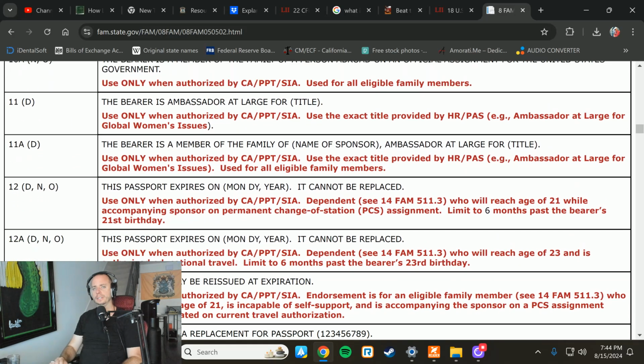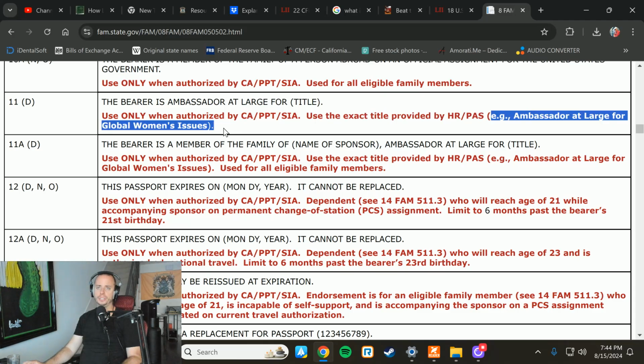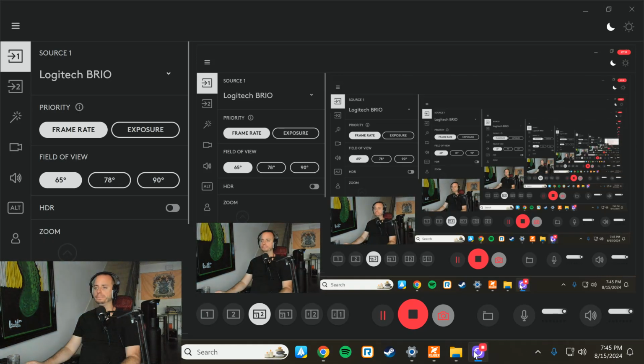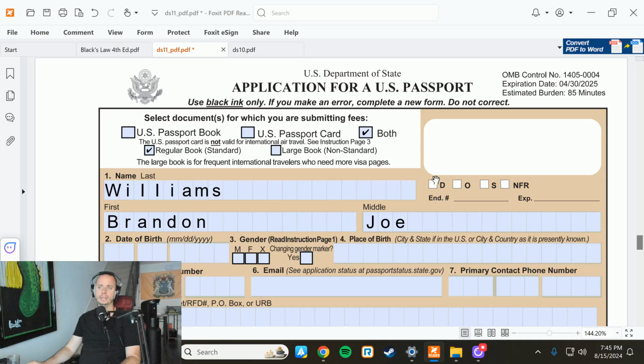11's my favorite. It's for diplomatic only, right? The bearer is an ambassador at large for title, right? And like I said before, the definition of a nation, look at the example here, ambassador at large for global women's issues. Is global women's issues a physical location or territory? No, it's not. It's a nation. United Nations is a nation. So you could be the bearer as ambassador at large for United Nations. This has nothing to do with territory or location, like I said before, right?